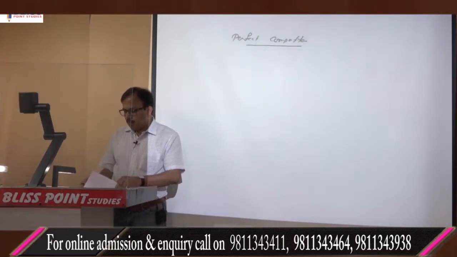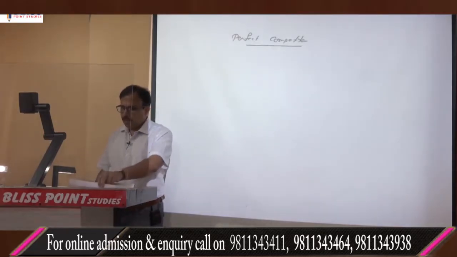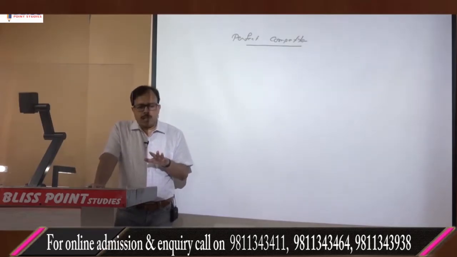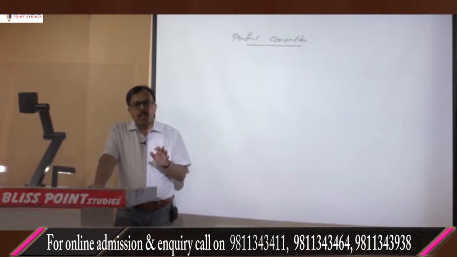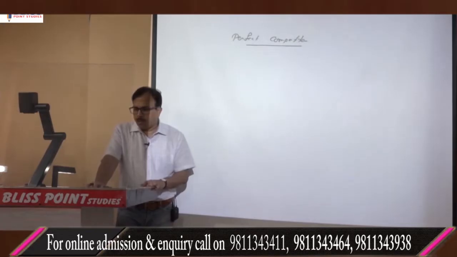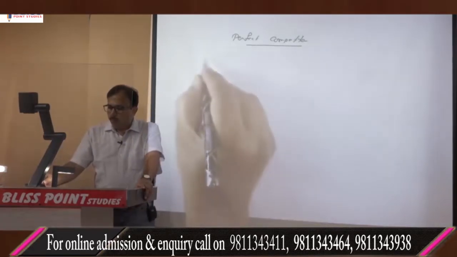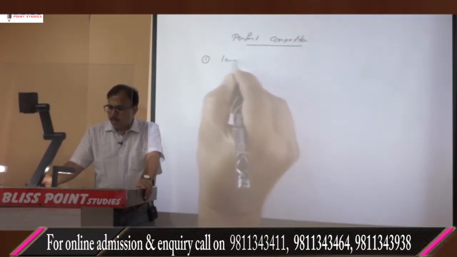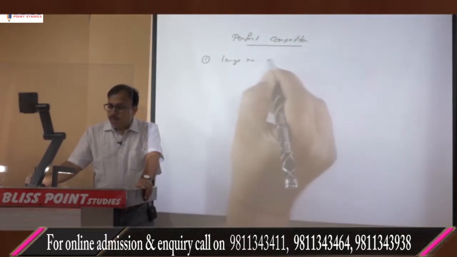So when we explain the perfect competition market, it is basically an imaginary market. We are simply imagining that there is a market for a product where there are a large number of sellers and each seller produces an identical product. That means each seller produces a homogeneous product. So the first important characteristic of this market is that it is characterized by a large number of sellers.